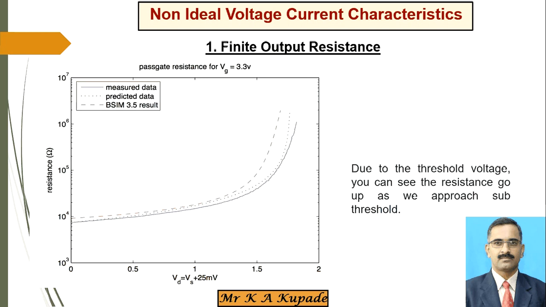That resistance has some sort of small slope, but it is more or less constant. But once the threshold voltage is reached, you can see a more or less constant current, even though VDS is increasing. And due to that constant current, the resistance increases again.